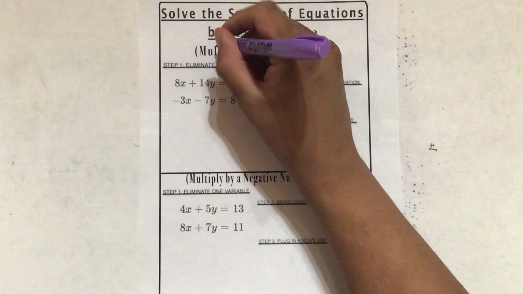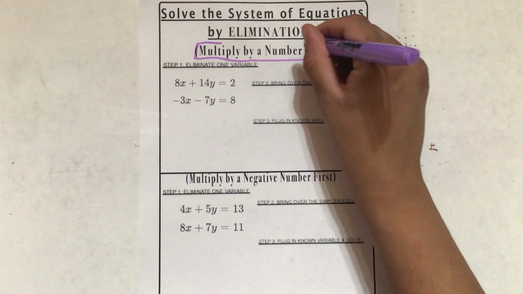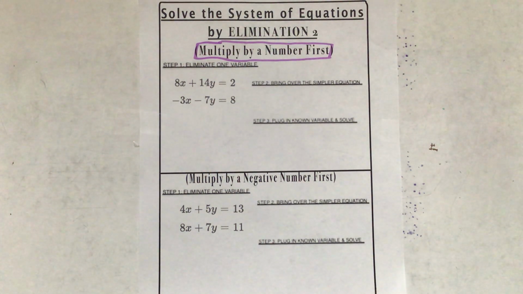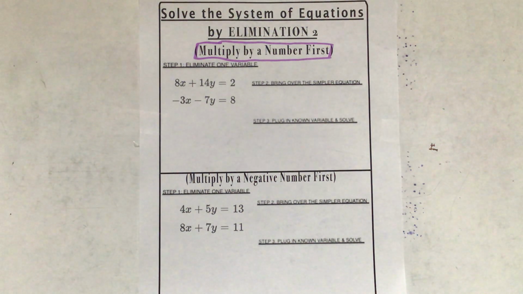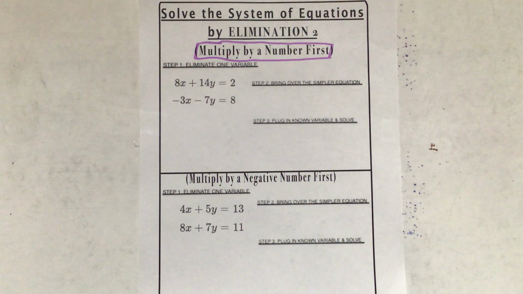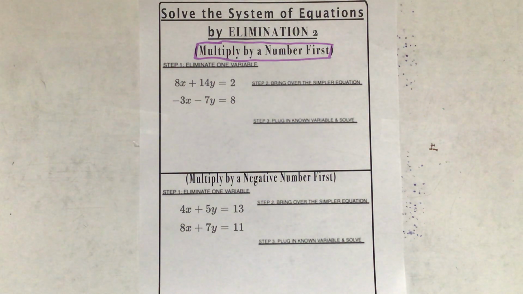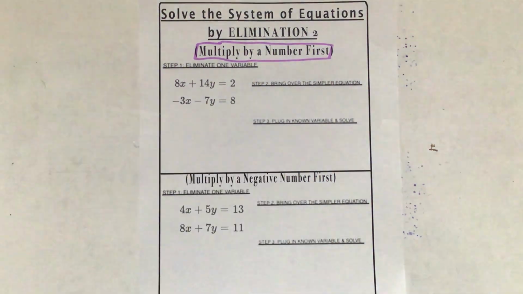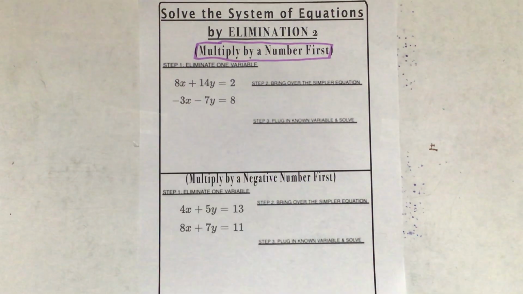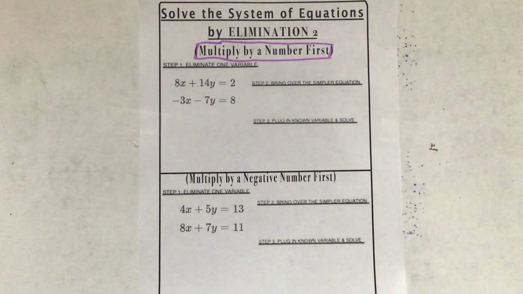Now this first example, we're going to have to multiply by a number first. Before we eliminate, we're going to have to multiply by a number first. Now remember, our goal is to eliminate one of the variables, right? Eliminate, get rid of one of the variables. Now, 8 and negative 3 will not eliminate x. But positive 14 and negative 7 are close to eliminating y.